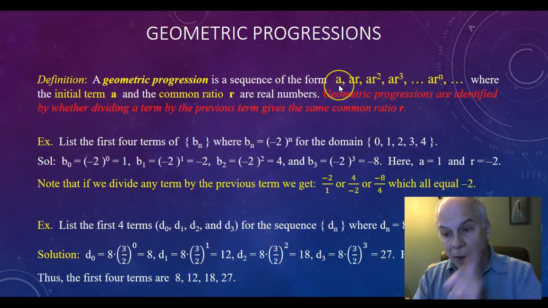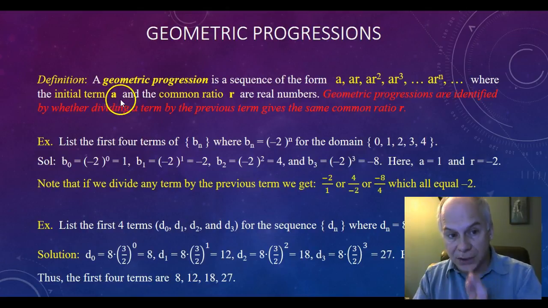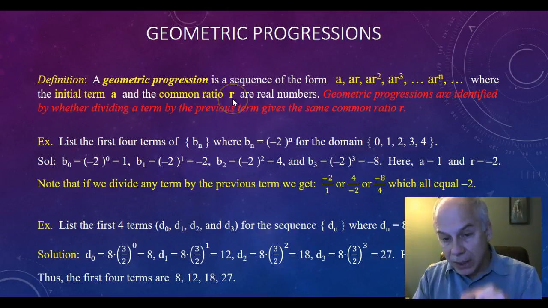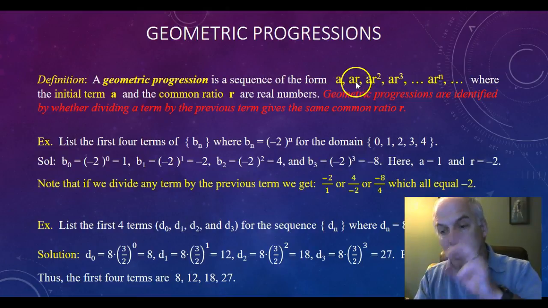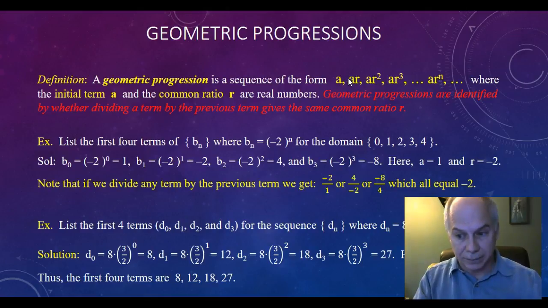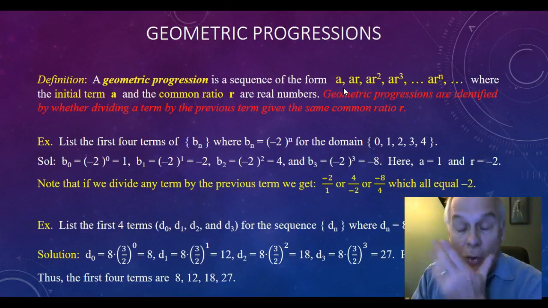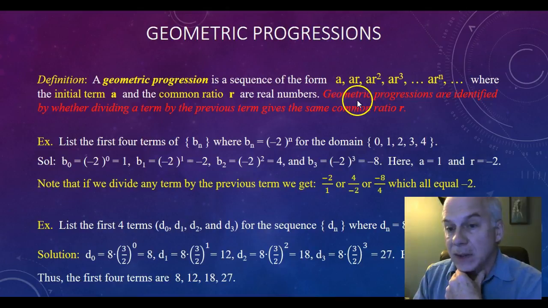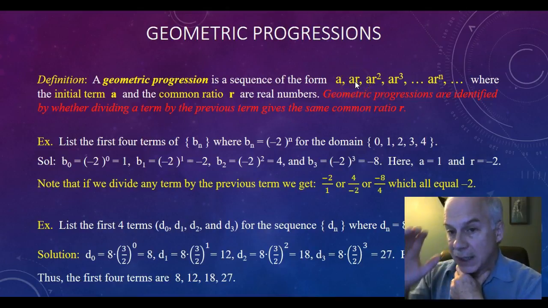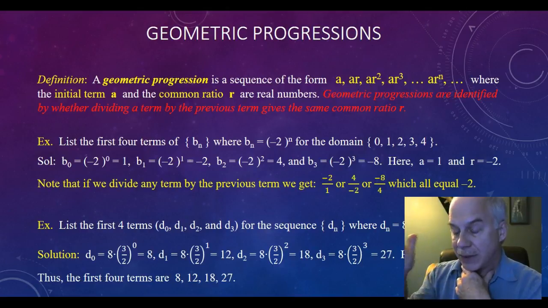So you have a starting term a, so that's the initial term a, and then you have what's called the common ratio r. Basically, the common ratio r is what you're multiplying any term by to get the next term. Or another way to think of it is I could take any term and divide it by the previous term and get r.